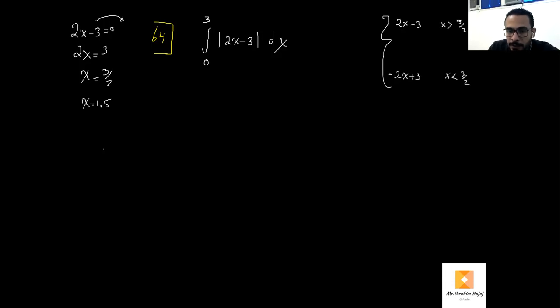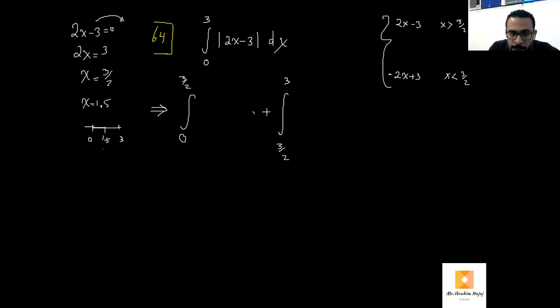Also, you have to do it like this in the absolute value function. Now you have to evaluate the integral from what to what? From 0 to 3 over 2, then from 3 over 2 to 3. Right? Two parts. You take 2x minus 3 at 1.5, 3 over 2, and then 3.